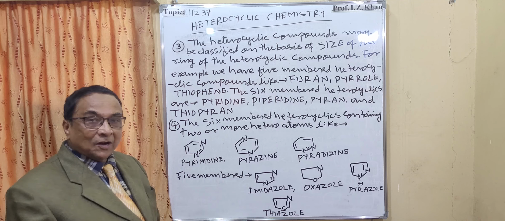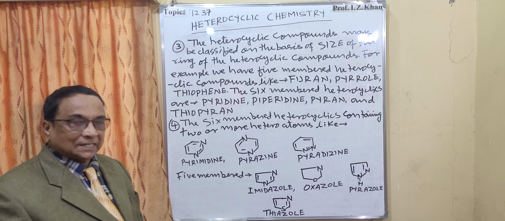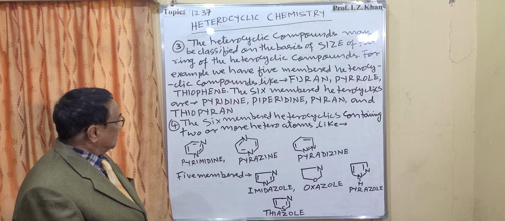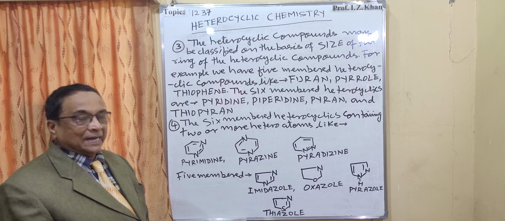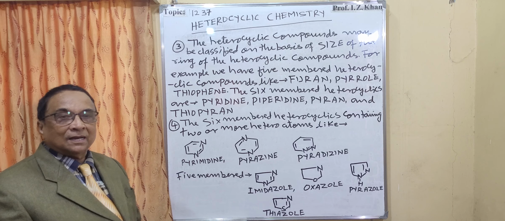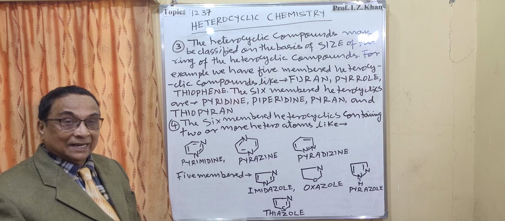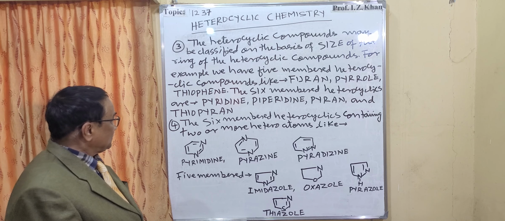And then again there are 6-membered heterocyclics, and they are pyridine, where nitrogen is part of an aromatic ring, piperidine, where nitrogen is part of an aliphatic 6-member ring, and pyran, and thiopyran means again sulfur. Now number 4, again the 6-member rings and 5-member rings, sometimes they have more than 1, 2 or 3 heteroatoms. Then their names and structures are like that.